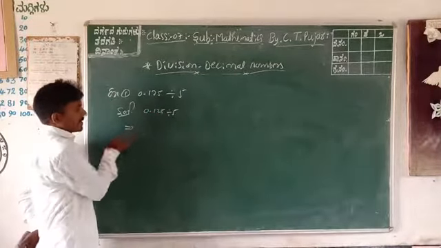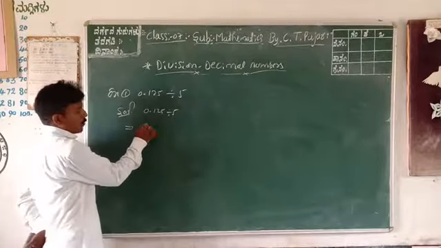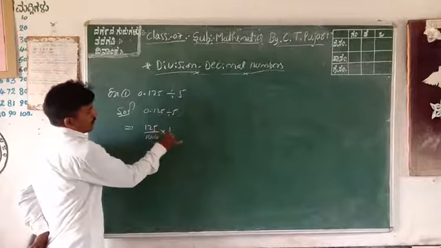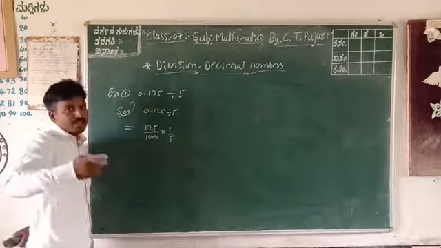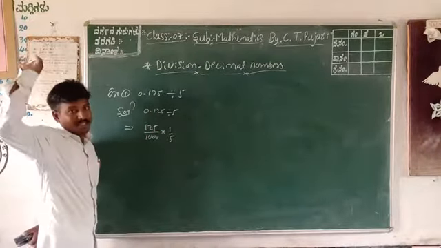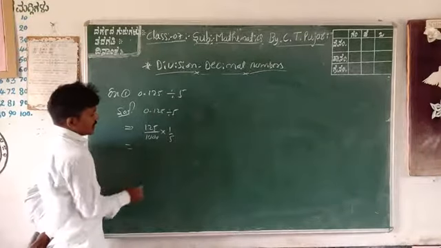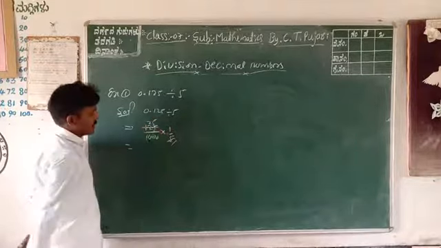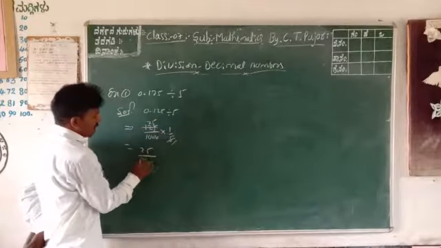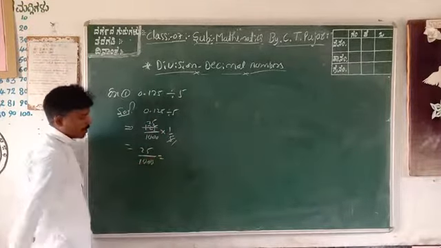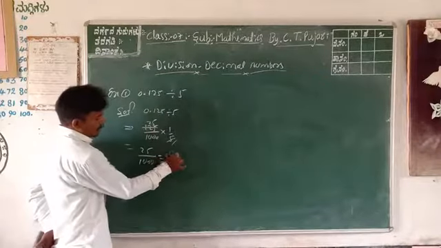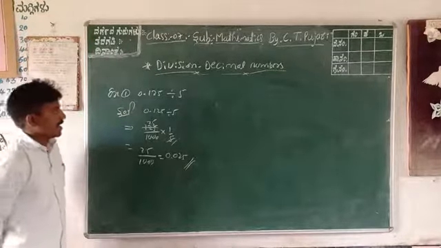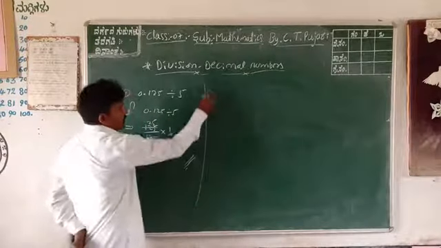You can convert it to a fraction: 125 divided by 1000, times 1 by 5, which is the reciprocal of 5. You will learn about this in fractions. 5 ones are 5, 5 fives are 25. Therefore, 25 by 1000, so the answer is 0.025.